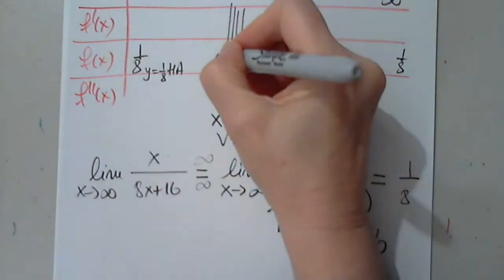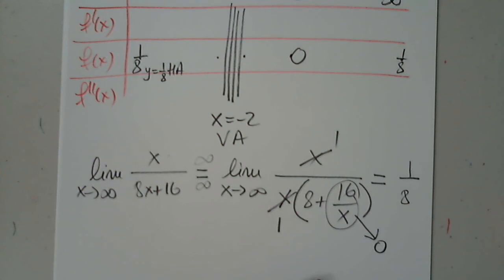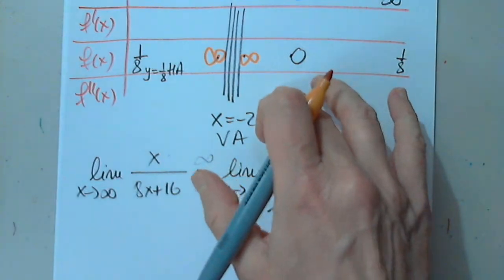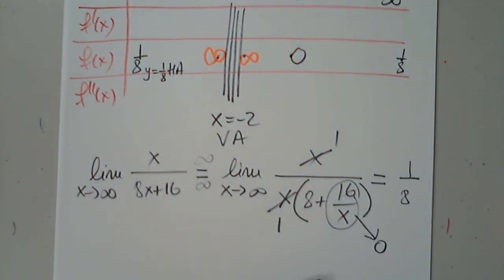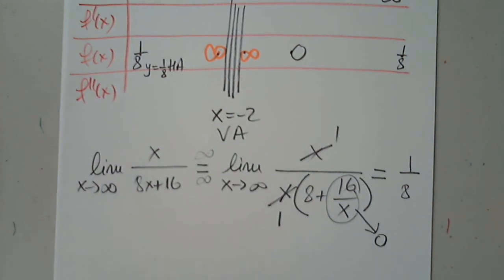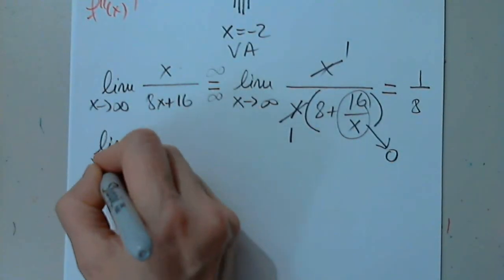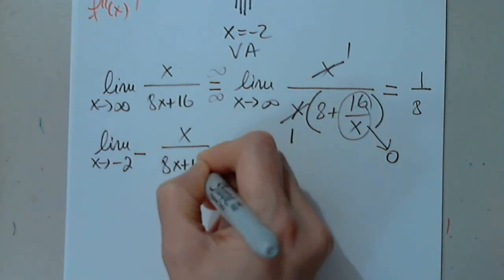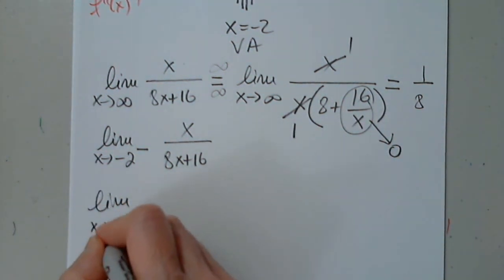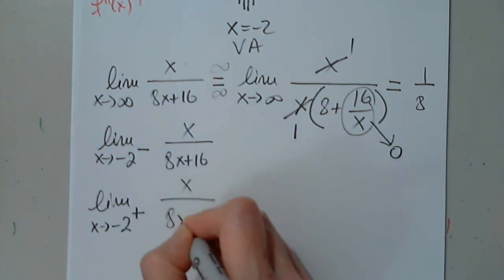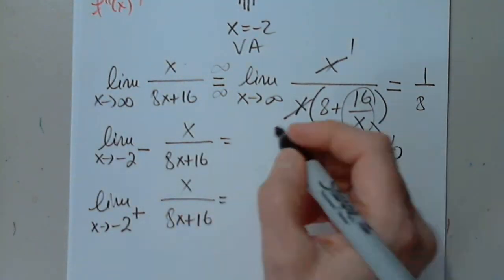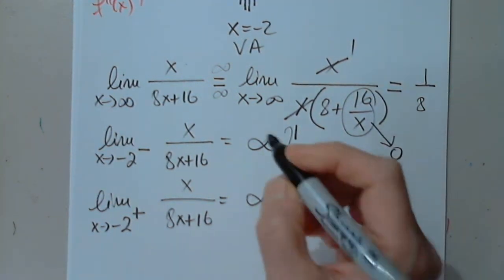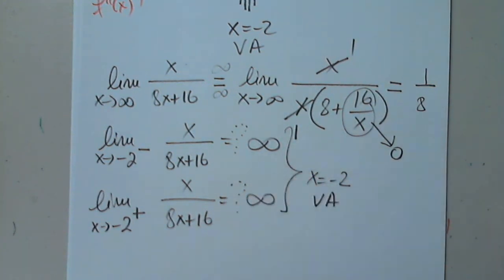Good. And last thing, I need to determine this. I already know, since I wrote it's a vertical asymptote, I know these have to be infinities, but I don't know the sign yet. So what I'm going to do is write limit as x approaches -2 from the left of x over 8x plus 16, and limit as x approaches -2 from the right of x over 8x plus 16. We know they are infinities. Why? Because x equals -2 is a VA, but I need to identify the sign.